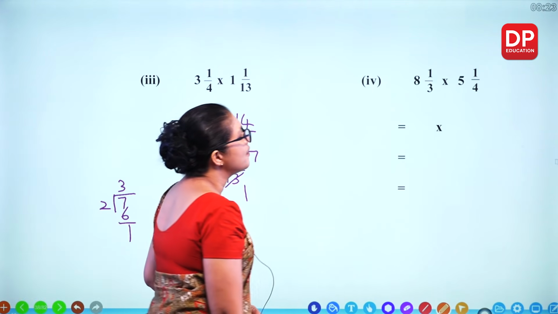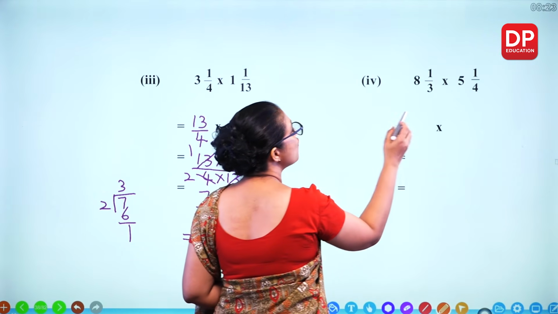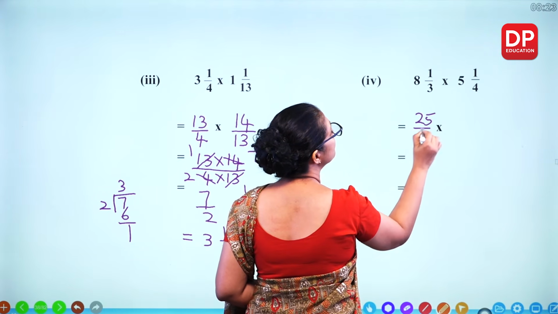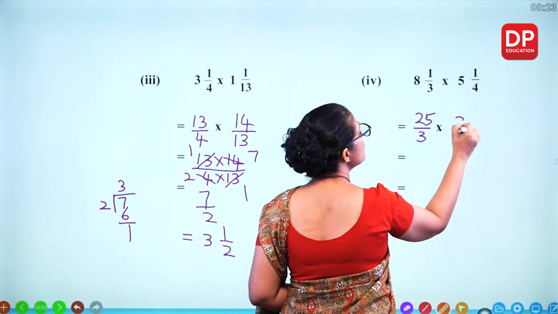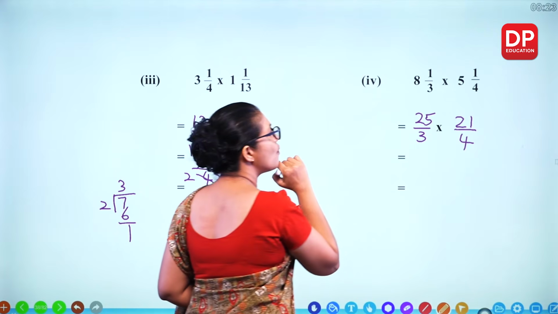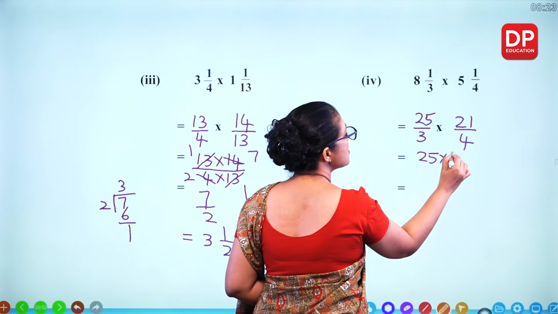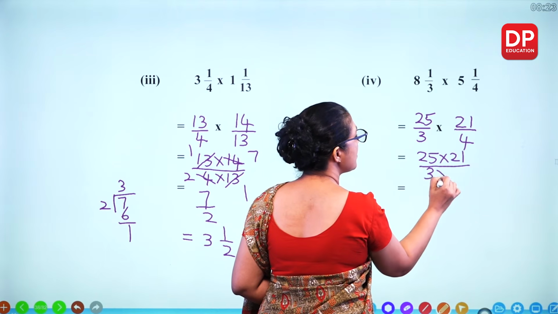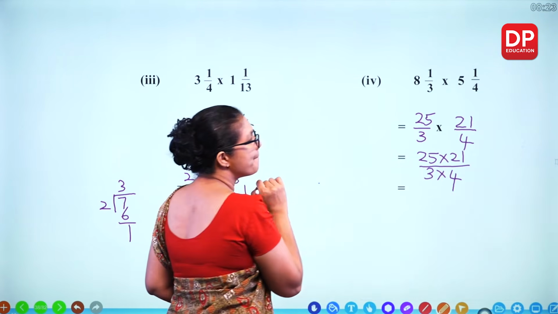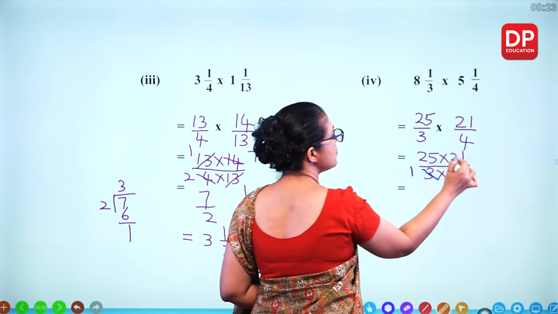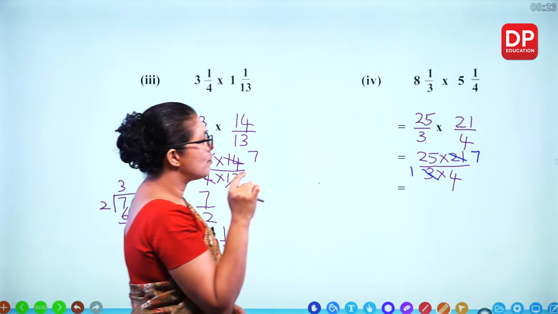This one, convert to improper fraction. 3 times 8, 24. 24 plus 1, 25. 4 times 5, 20. 20 plus 1, 21 over 4. Now, multiply the numerator separately and denominator separately. Now, see whether you can simplify further. 3 times 1, 3 times 7. So you can't divide by 4.